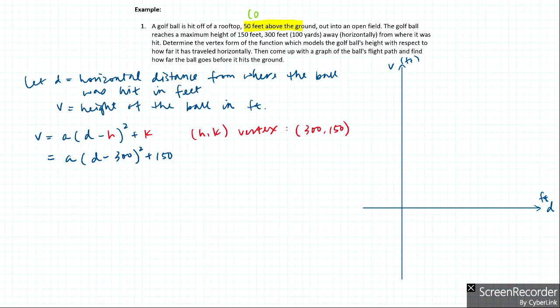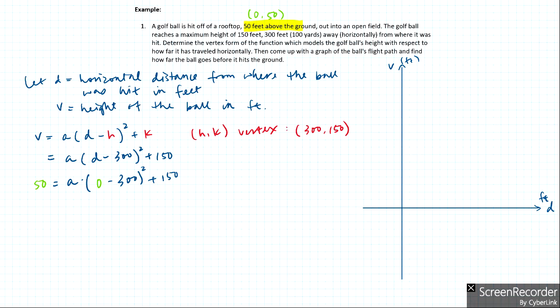But now we already know that it was hit 50 feet above the ground. So it started at 50 feet in height over here. So that's a point we want to use. And we know when v was equal to 50, that d is equal to 0 in this case. So we would have 50 is equal to a times 0 minus 300 squared plus 150 in this case.